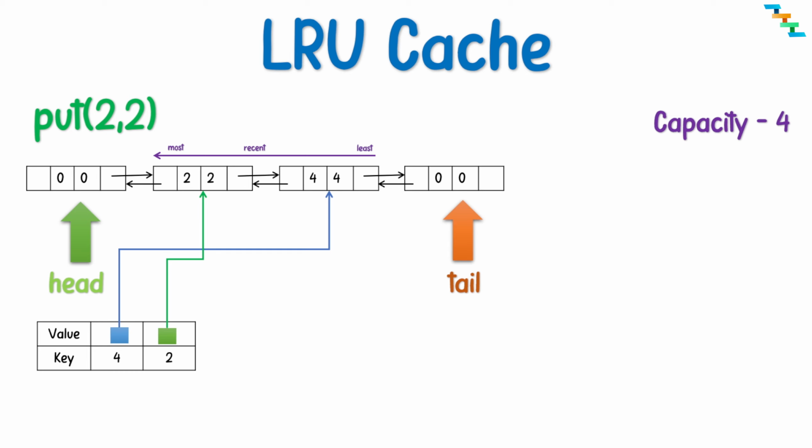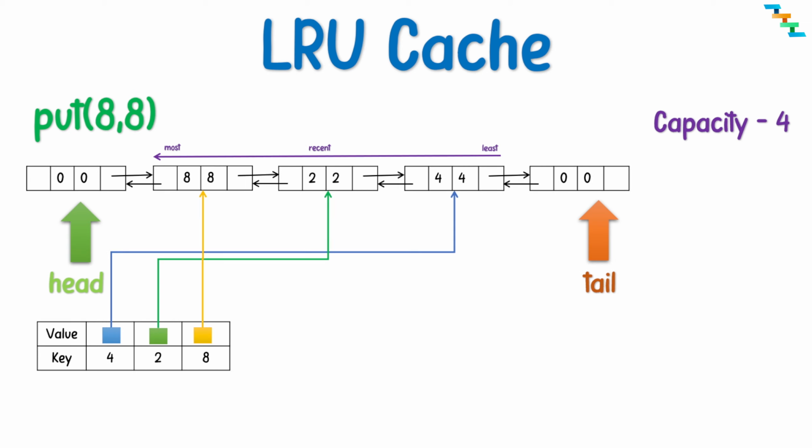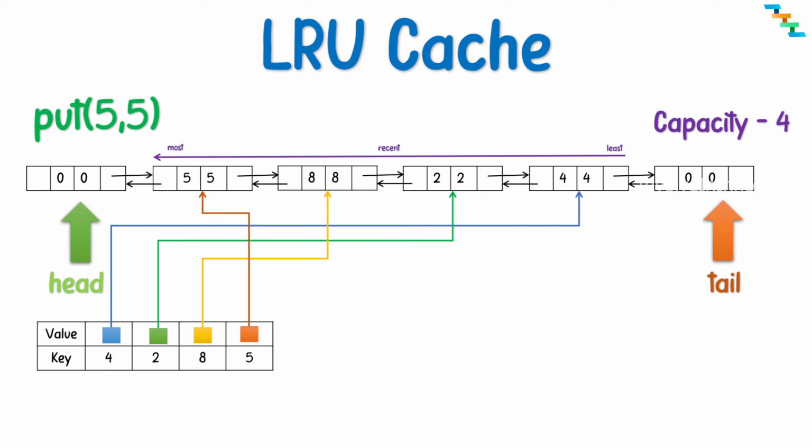Still the size of the cache is less than the capacity 4. Follow the same steps. Check the key in the hash map, then add the new node 8 to the next of the head node. Now the size of the cache is 3, which is less than the capacity 4. We will add another entry 5 to the cache. Add this to the next of the head. Now we reach the capacity.